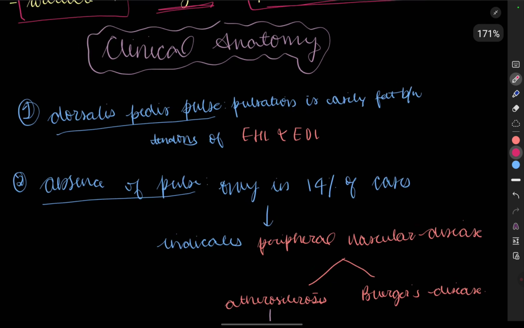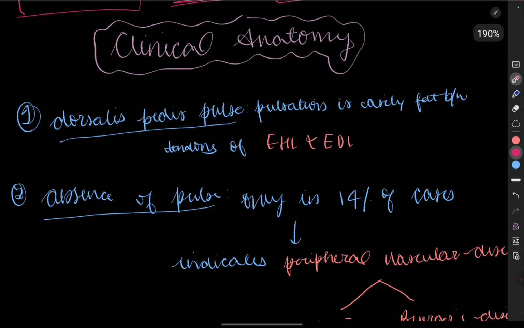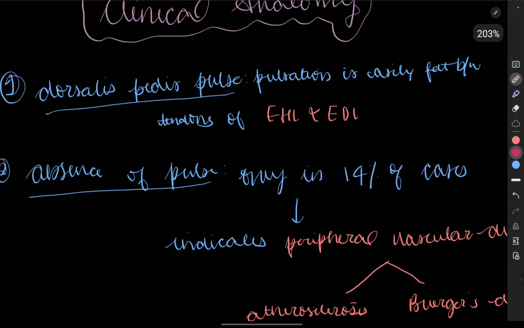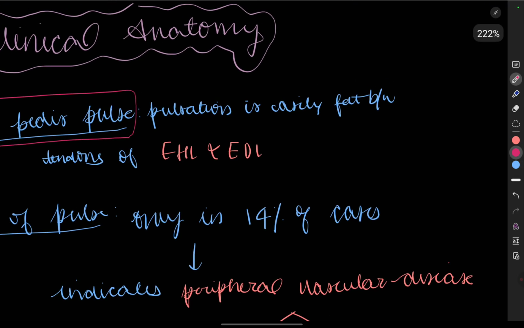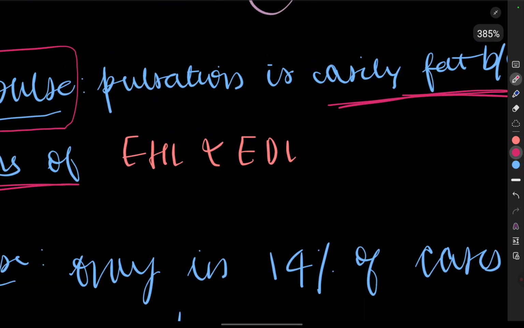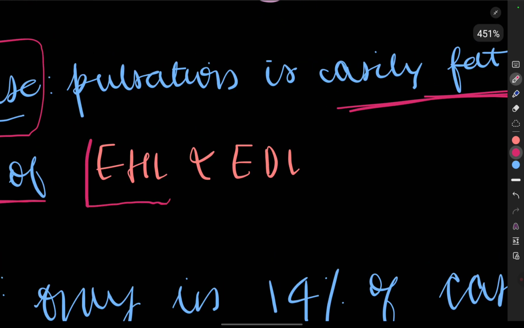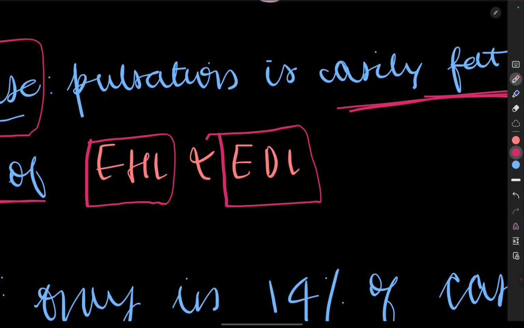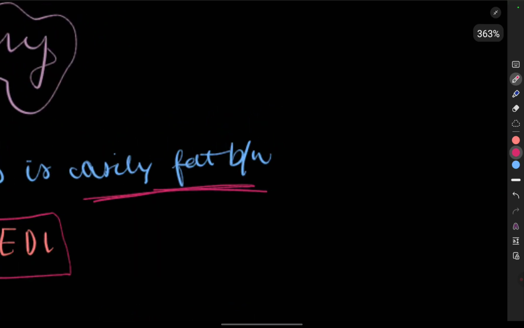The medial cuneiform, I have already explained the arrangement of the bones, please check it once again if you didn't understand. So the clinical anatomy, this is the last part of the chapter. We see the dorsalis pedis pulse. Pulsation is easily felt between the tendons of two muscles, that is the extensor hallucis longus and the extensor digitorum longus.